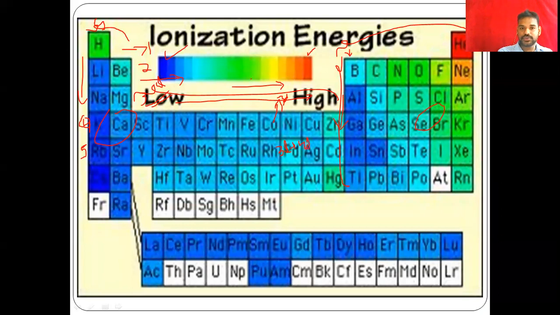Because of this extra d orbital, the shielding effect is very low, but the electrostatic force of attraction is very large. Because of this reason, the electrons are pulled much more towards the nucleus. So what happens? From gallium to indium, the ionization energy increases again.